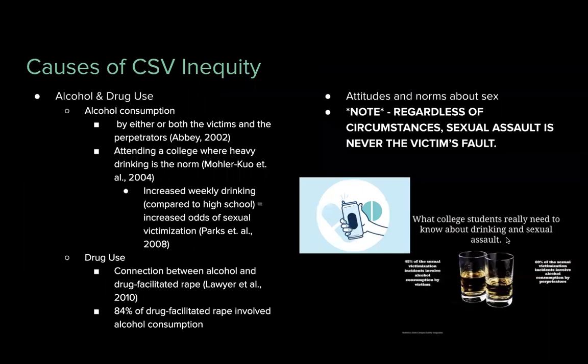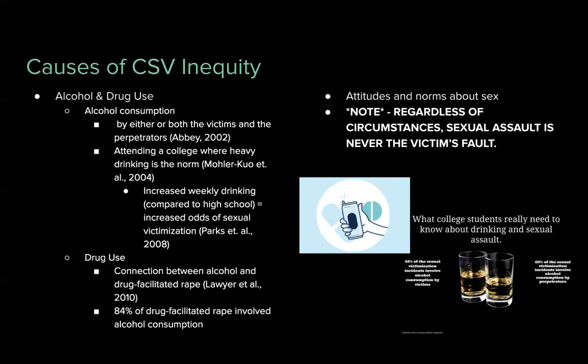And going more into the causes of campus sexual violence, as Megan mentioned, some of them are alcohol and drug abuse, as well as attitudes and norms about sex. Going further into alcohol and drug use, alcohol consumption can be from both the victim and the perpetrator, or just the victim alone or the perpetrator alone.